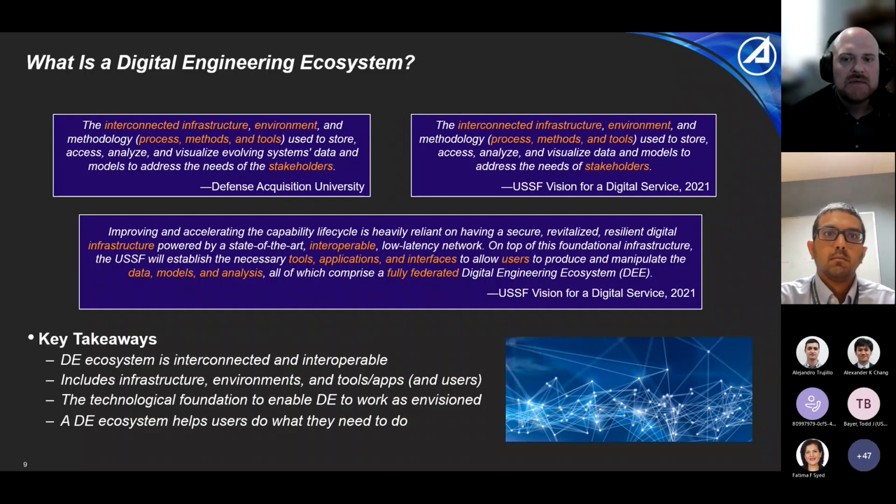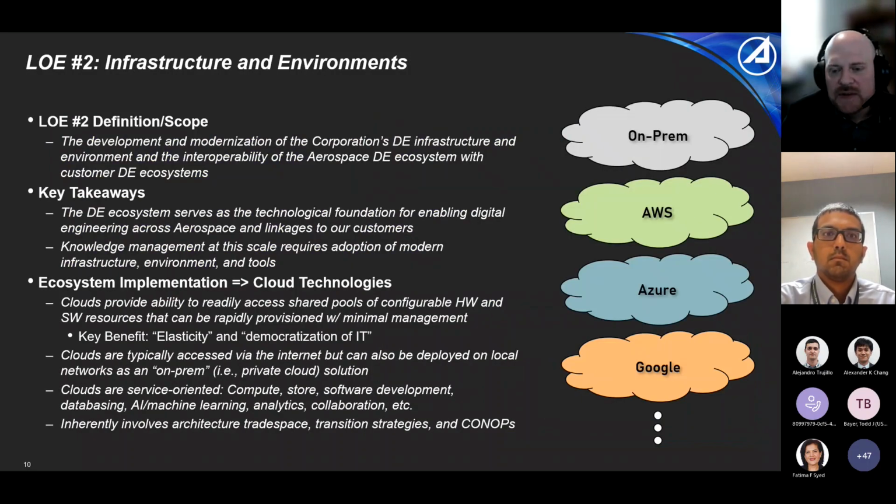So, kind of applying that to how we've tackled line of effort 2, the infrastructure environments or the ecosystem part of this. There's the definition again of the scope of line of effort 2: it's about the development and modernization of not just Aerospace's corporate DE infrastructure, but making sure that that's interoperable with customer ecosystems as well. That goes back to that balance idea I showed at the beginning.